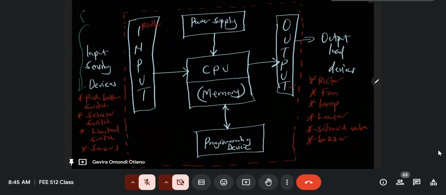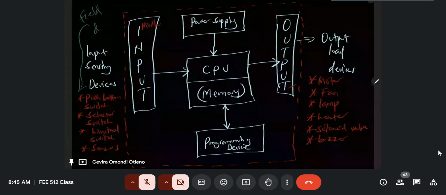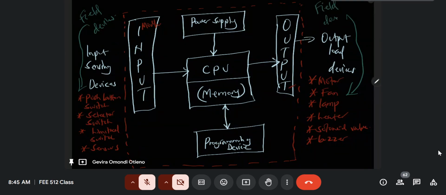can also be referred to as field devices. These output load devices can also be referred to as field devices, because these are actual devices in the field. These are devices that you can touch. So please don't confuse the input field devices with the input module of the PLC.